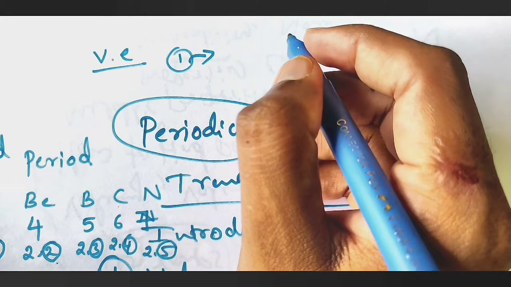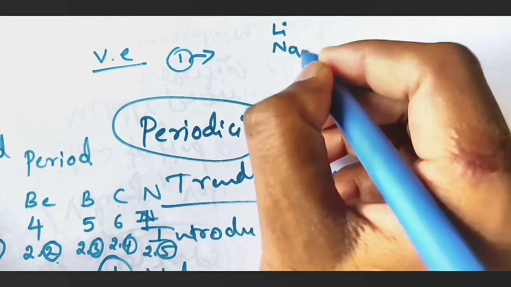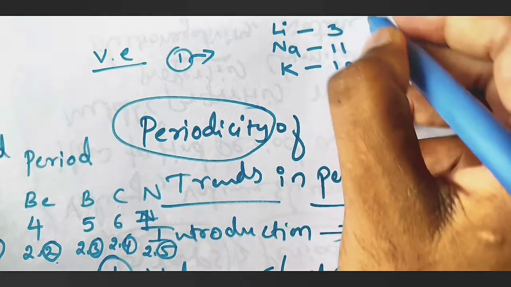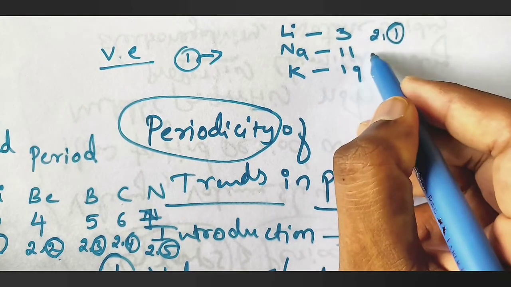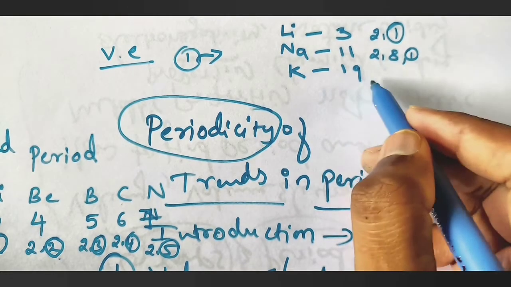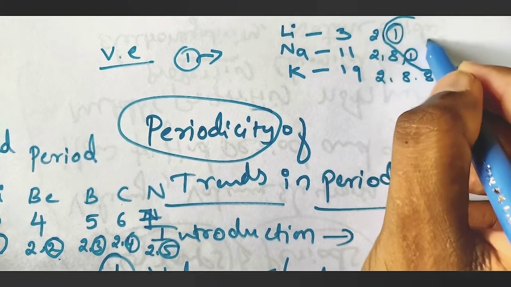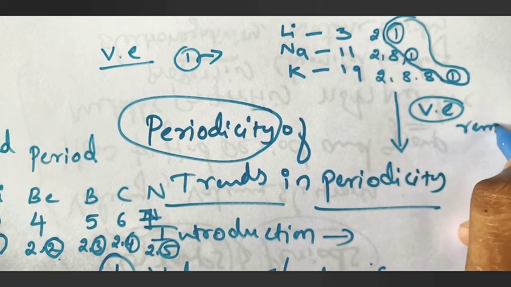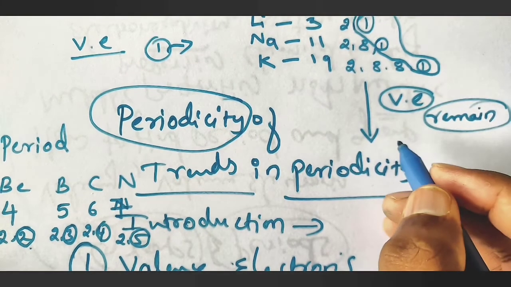For example, take the first group elements: lithium, sodium, potassium. The atomic number of lithium is 3, sodium is 11, potassium is 19. The electronic configuration of lithium is 2, 1, sodium is 2, 8, 1, and potassium is 2, 8, 8, 1. See, the valence electron is the same. That's why I said that moving down the group, valence electrons remain the same. Clear? That's why their physical and chemical properties remain the same. There will be a little variation in the physical properties, but the chemical properties are the same in the groups.